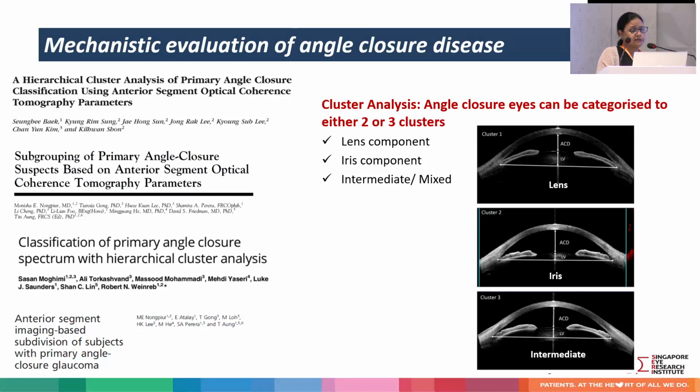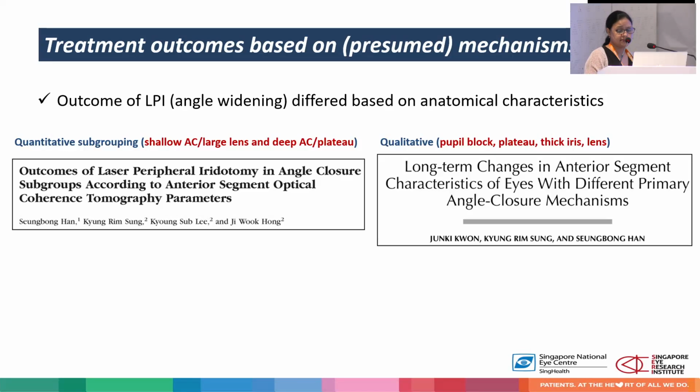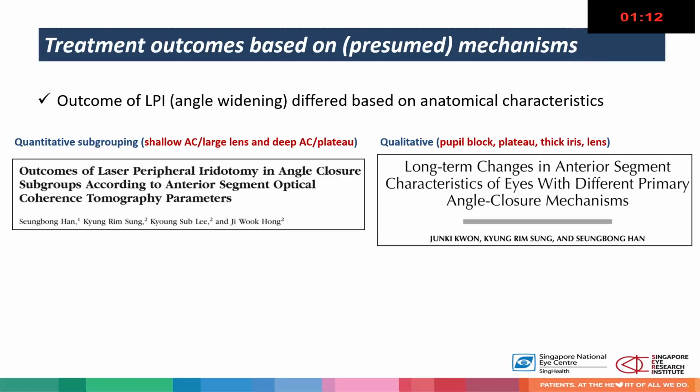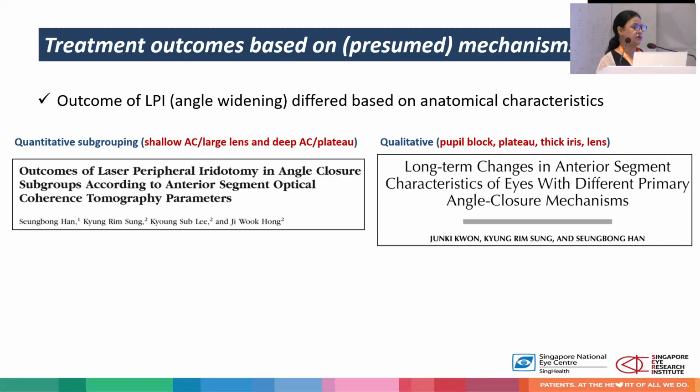Following this, Kyungrim's group in South Korea looked at the outcome of LPI, predominantly angle widening, based on cluster analysis using quantitative subgrouping, as well as another study looking at qualitative, subjectively classified presumed mechanisms of angle closure. What they found was that different presumed mechanisms behave differently. For example, those due to pupil block had wider opening, while plateau iris, and those with thicker iris, had a much smaller opening compared to the ones with pupil block.